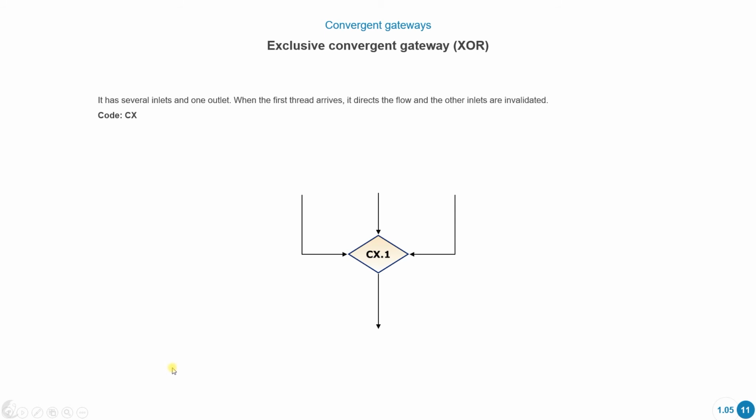So first of all, we have a CX gateway. When does the flow arrive? This is the important thing for this gateway, because as soon as the first thread arrives, it's going to allow it to go out through its unique outlet. And even though later on there's more threads arriving, this gateway doesn't really care. It says, okay, I already managed the first thread. Whatever arrives through these other threads is going to be invalidated.